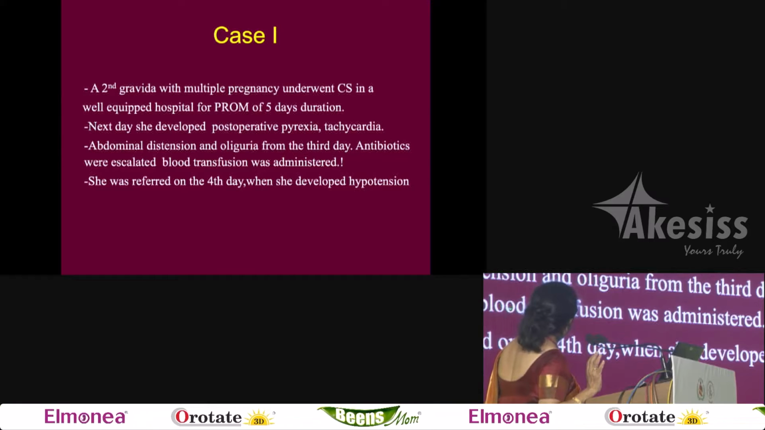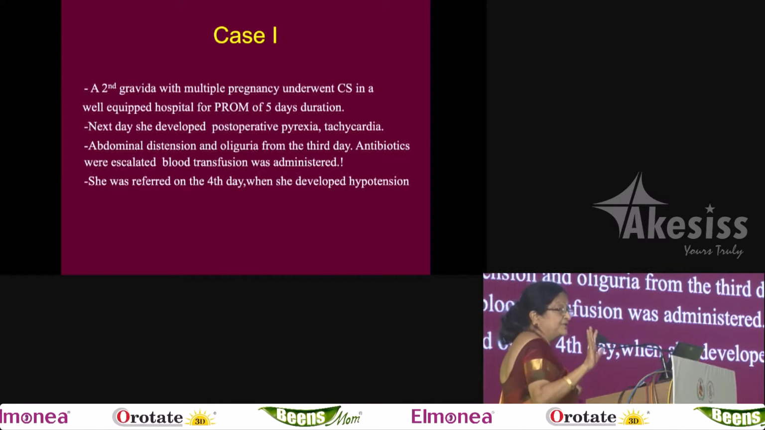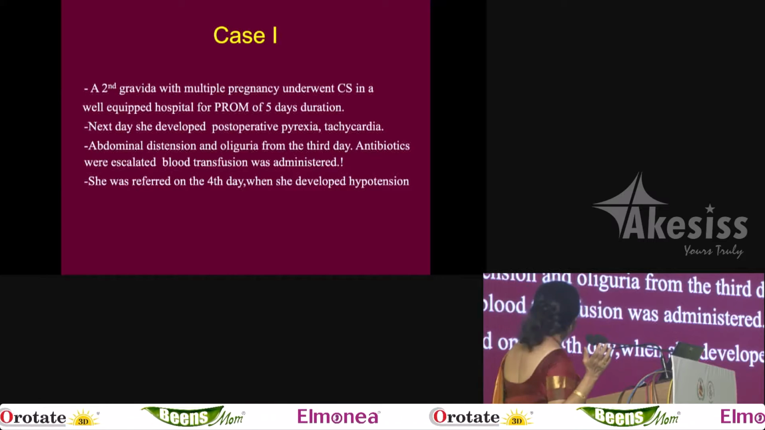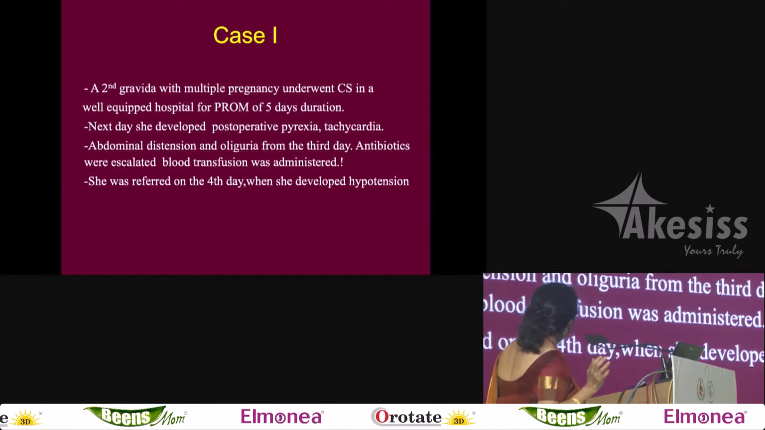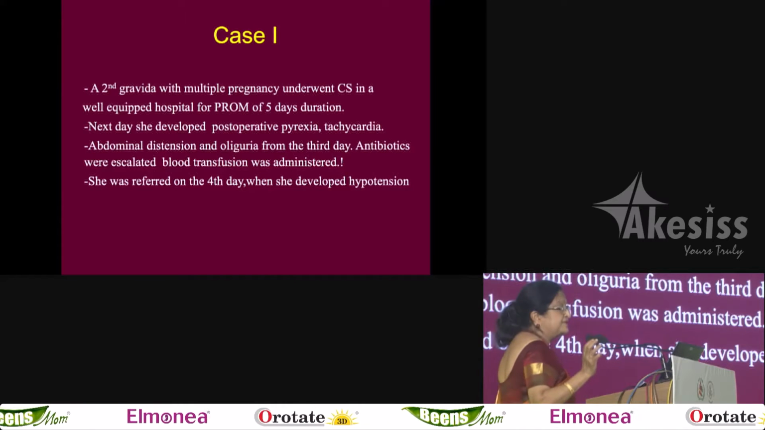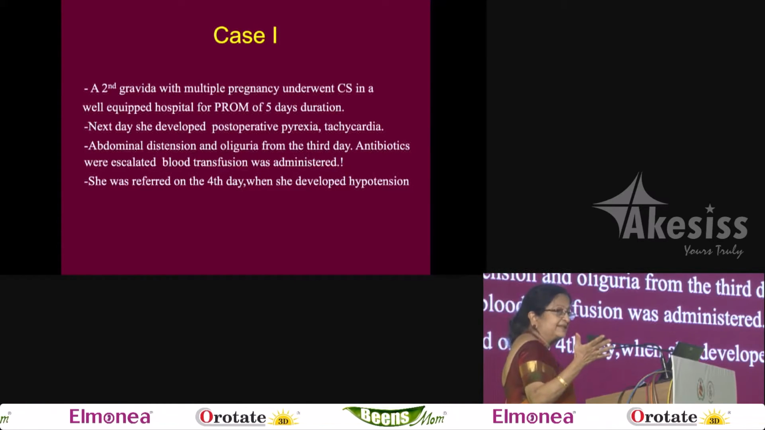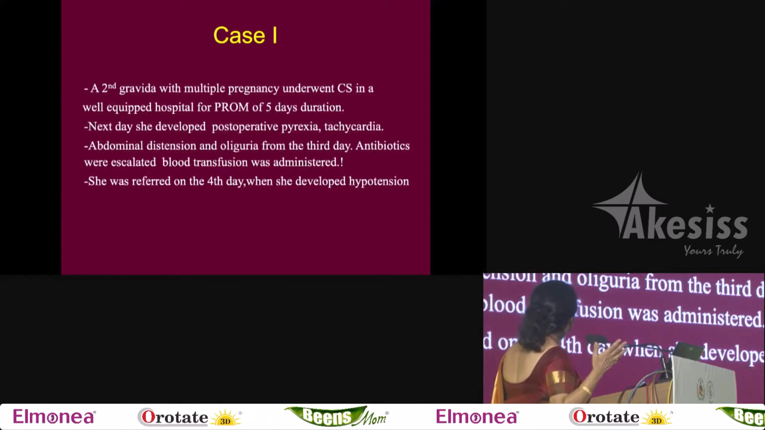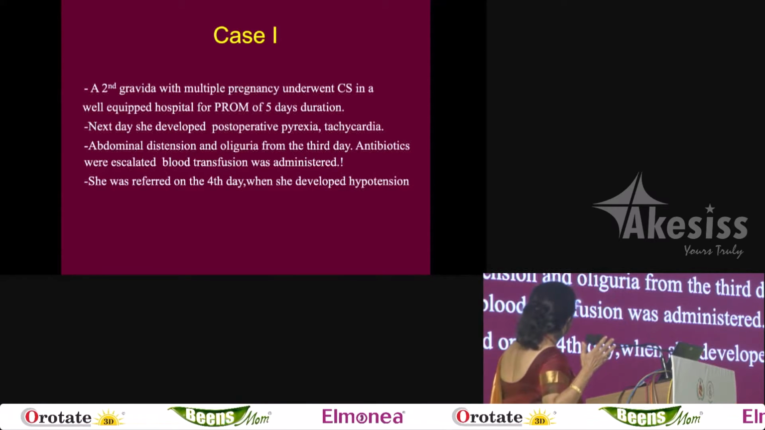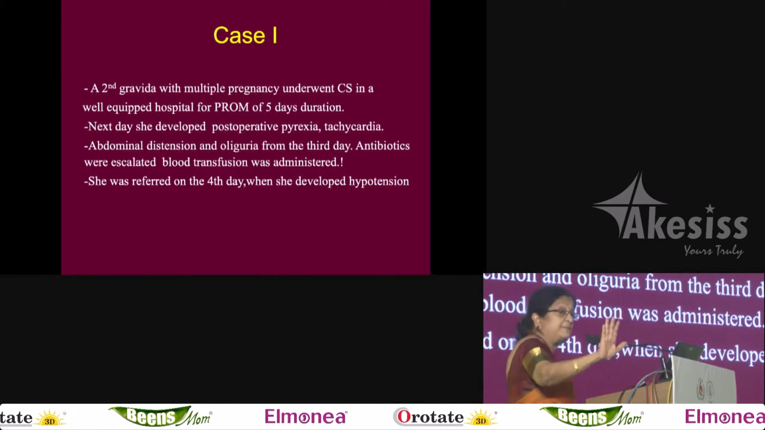Antibiotics were escalated, blood transfusion was administered. I do not know why. They have not given any values, no investigations, nothing was there. She was referred on the 4th day when she developed hypotension in that institution. Now you all understand even better, right? So she developed hypotension, and the next day she developed fever. The day after that, abdominal distension is a very bad thing, okay?